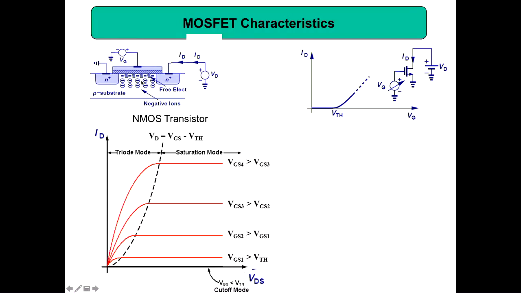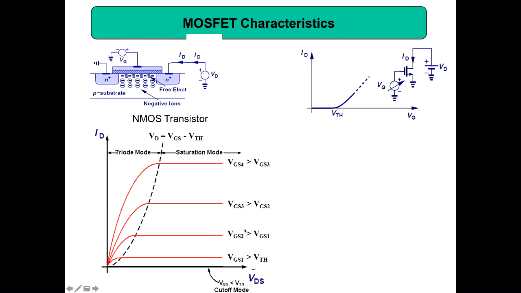Based on the channel, we name the transistor NMOS. Then you see the characteristics. It is pretty much similar to your BJT. See, different VGS1, VGS2, VGS3, similar to VB1, VB2, VB3 in a BJT, and then you are getting the same kind of characteristics.